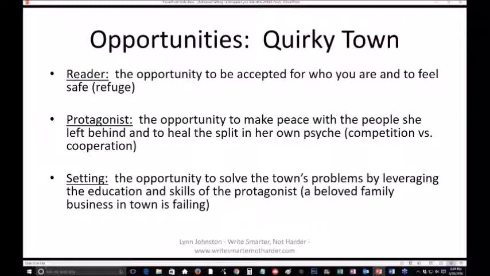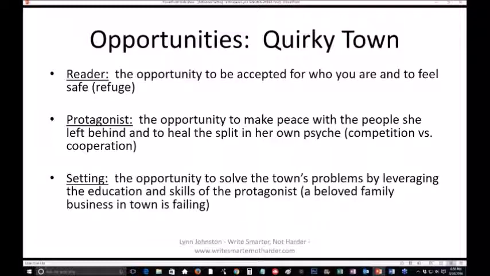So this is not necessarily the biggest draw, but it's still an opportunity for the reader to wrestle with their own feelings of competition versus cooperation and their desire to be a lone wolf versus fitting in, and to kind of have the honest, painful moments that you have to reconcile those. So the protagonist's opportunity is the reader's opportunity also.